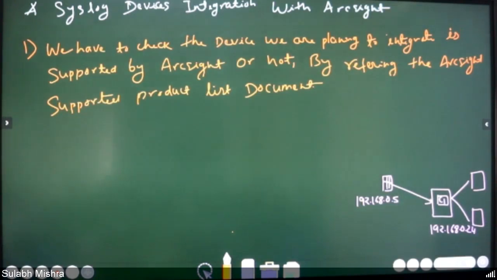So if it is listed, that means it is supported by Arcsight and a smart connector is available to integrate the device. And if it is not listed, that means it is not supported by Arcsight. In that case, you might have to go with the customized connector, that is the flex connector.